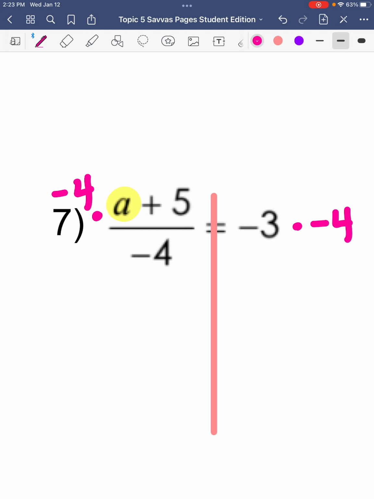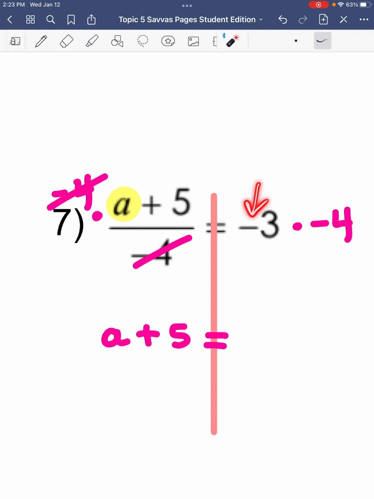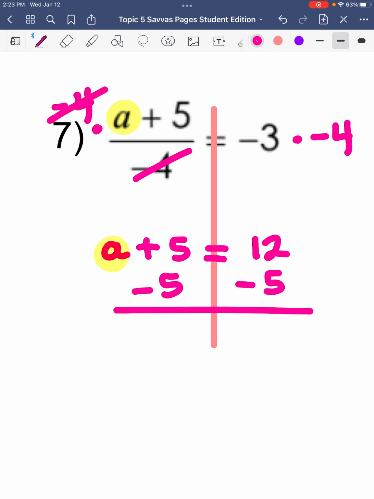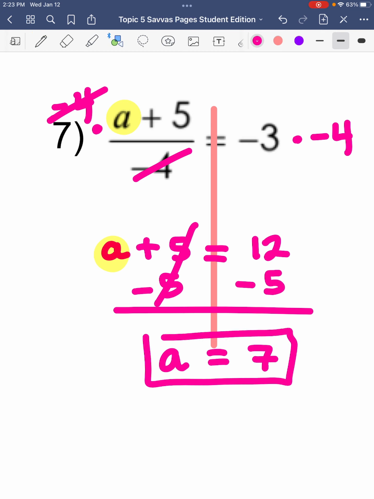So on the side with the a, my negative 4's cancel out, and I'm left with a plus 5. On the other side, I have negative 3 times negative 4. Careful, they're both negative. So a negative 3 times a negative 4 is positive 12. Now I'm ready to get that a by itself, and it's a little bit easier because it's connected to a positive 5. How do I undo that? Well, I subtract 5 on both sides. On the side with the a, my 5's cancel out. A is by itself. 12 minus 5 is 7. So a equals 7 is my solution.